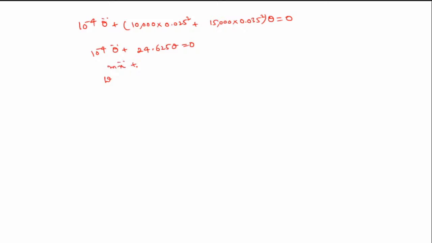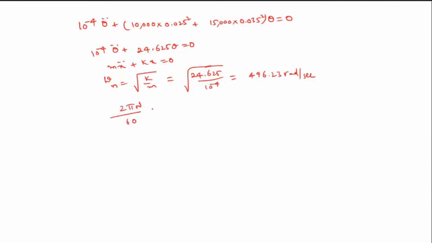So what is the omega n? That is root of k by m, that is nothing but 24.625 by 10 power minus 4. So that is equal to 496.23 radian per second. Then N is equal to 4738.65, so it is around 4739 RPM. So this is the answer, 4739 is the answer.